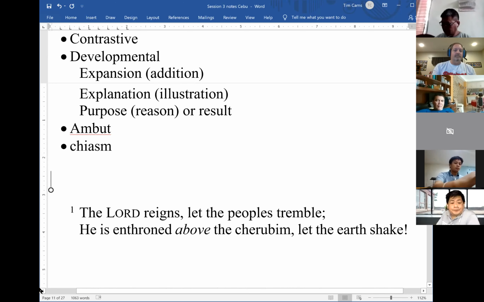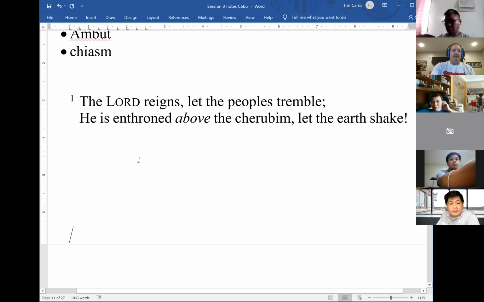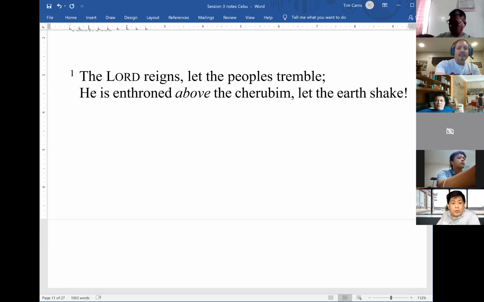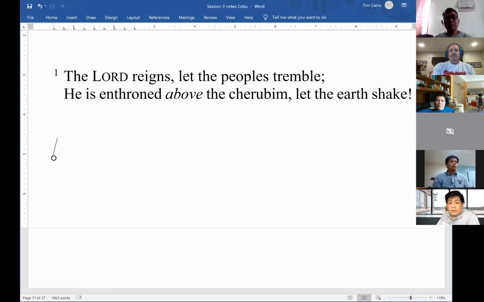Now let's dive into Psalm 99, and I'm going to do the same thing. I'm going to choose one of you as we go, and you just tell us what kind of parallelism you see there. Let's see. Joshua, you want to take a run at the first one here? We have 2 lines, so it's going to be line 1 and line 2. What kind of parallelism do we see here?